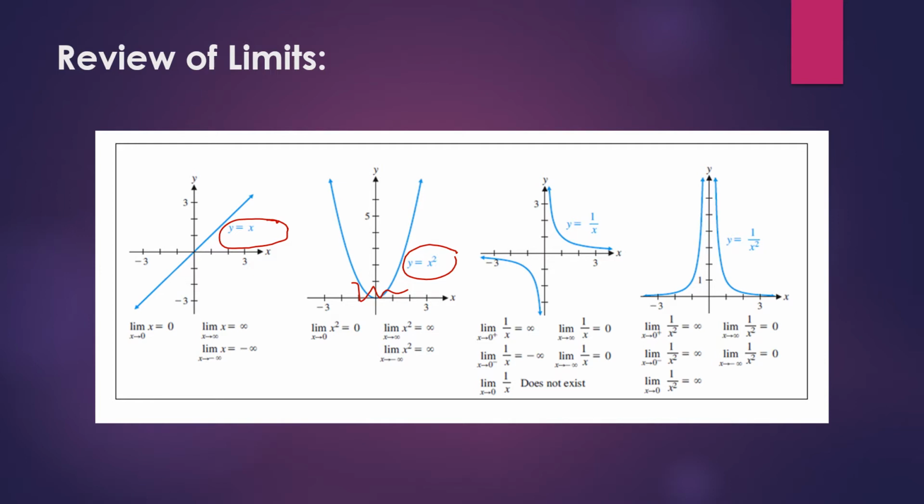1 over x is going to be similar to 1 over something to an odd degree. And 1 over x squared is going to be similar to 1 over something to an even degree. So these four functions are going to resemble a lot of the functions that we may run into. So if any of this is confusing, you may want to go back to chapter 3 to just review some limits. But these are four of the primary ones that we're going to be looking at today.